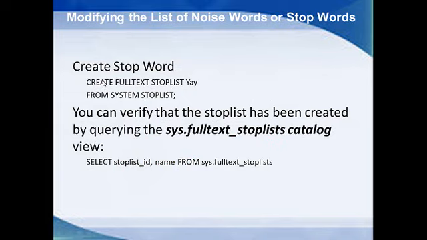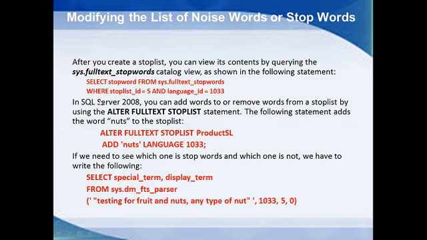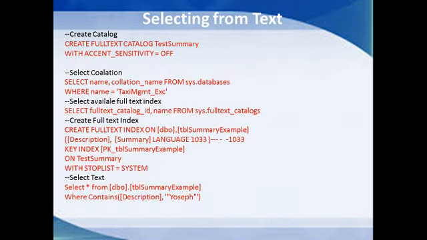The simplest thing is create full text stoplist from system stoplist. So if we are using this as the stop list, we can include that in the stop list. And as I showed you earlier, we can select what stop lists are available. We can alter a full text index. Altering means changing the full text index or adding the stop list. We can add that one. This is the simplest thing.